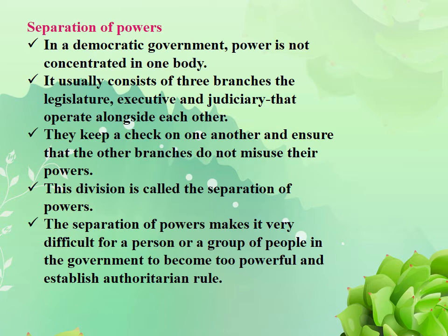Separation of powers. In a democratic government, power is not concentrated in one body. It usually consists of three branches: the legislature, executive, and judiciary, that operate alongside each other. They keep a check on one another and ensure that the other branches do not misuse their powers. This division is called the separation of powers.